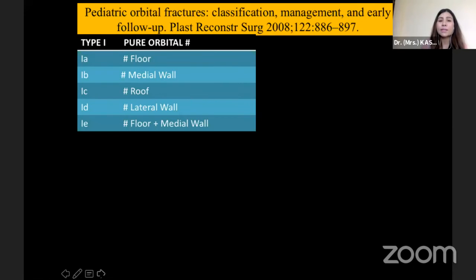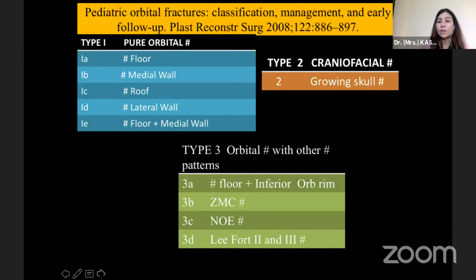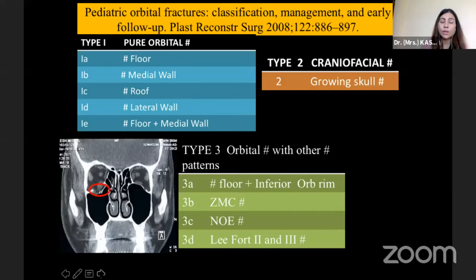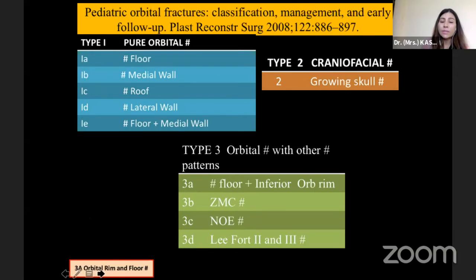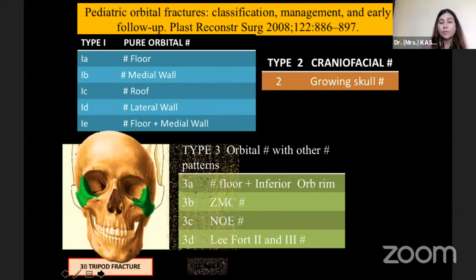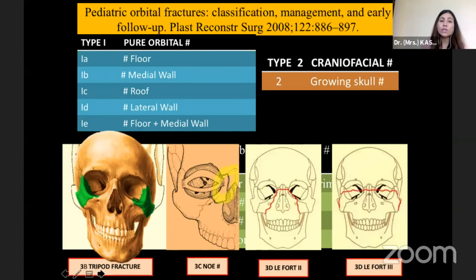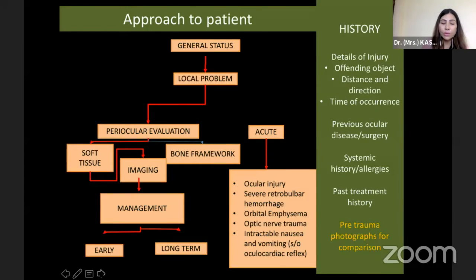But how do we classify? There's a very nice classification which came in the PRS journal, which says type 1 is basically a pure fracture, which can be graded from 1A to E, and type 2 is basically craniofacial. Type 3 is when you have an orbital fracture with other fracture patterns, especially a floor fracture with an inferior fracture, which is type 3A. Or you can have a ZMC fracture, which we usually call a tripod fracture involving the zygoma. You can have the NOE fracture, which is 3CE. And also you have the Le Fort 2 and Le Fort 3. So these are the fractures we see in pediatric children, the most common being trapdoor, but you can also see other fractures.